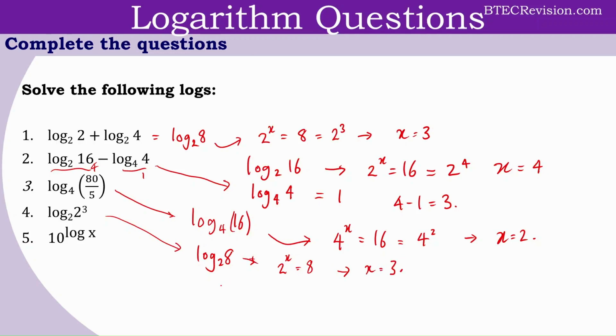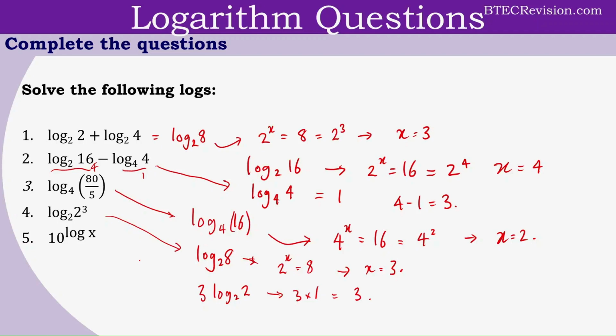And the second way we can write this is if we bring the power down using the power rule. So that would be 3 log to the base 2 of the number 2. And we know log base 2 to the number 2 is equal to 1. So therefore, that's 3 times 1, which is equal to 3.